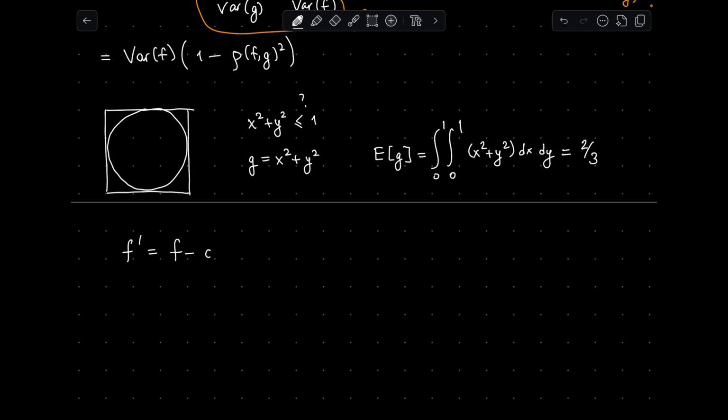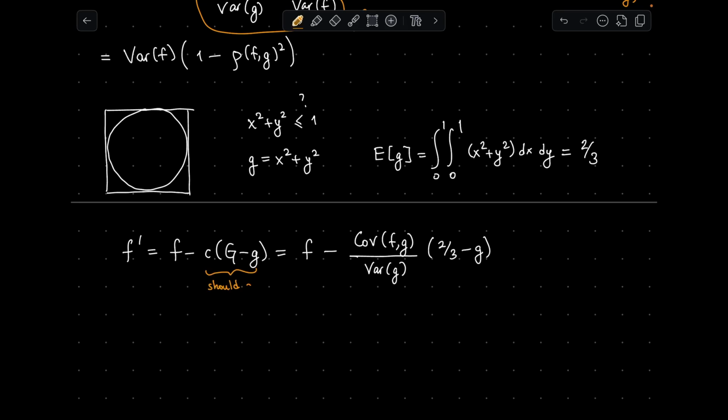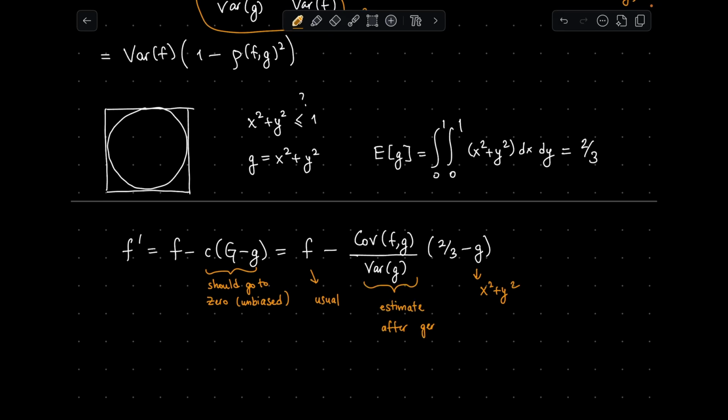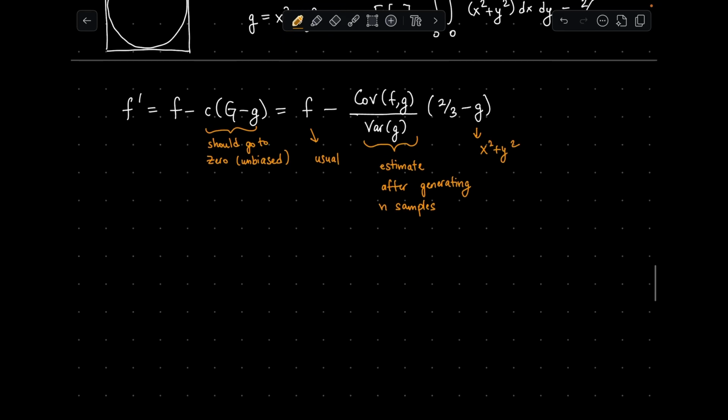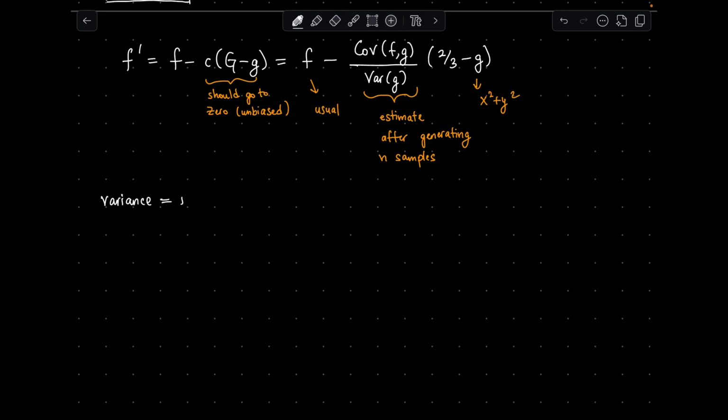Now we can finally build the final form for our new estimator f prime by plugging in c and the capital G. Again, this term can be seen as a correction, and the expected value of this term is 0, and therefore this is an unbiased estimator. Expected value of f is calculated as usual. G is equal to x squared plus y squared, and the coefficient can be calculated once all the samples are accumulated. The new variance with this approach is about 1.15, which is a significant drop from the original 2.7.